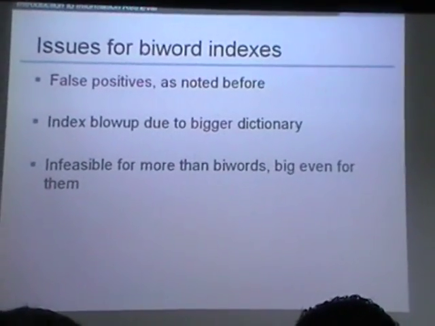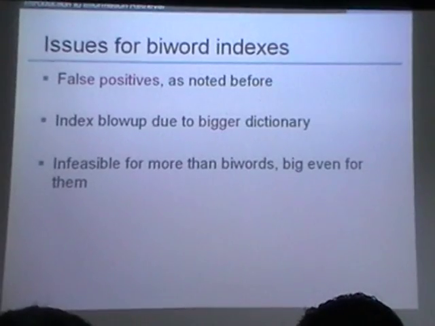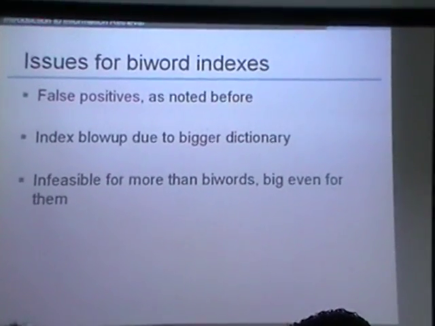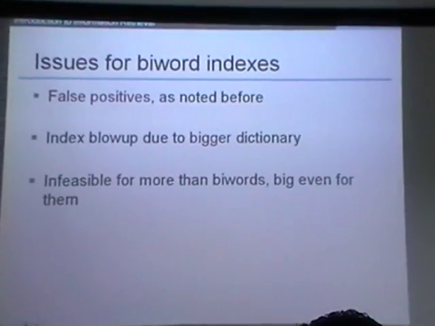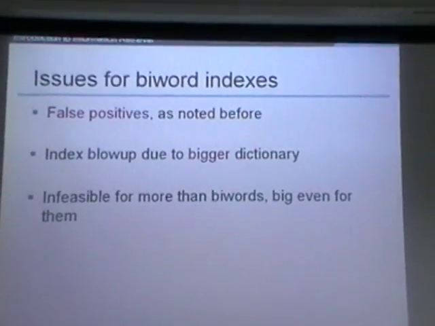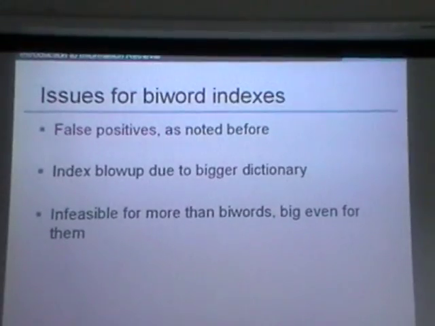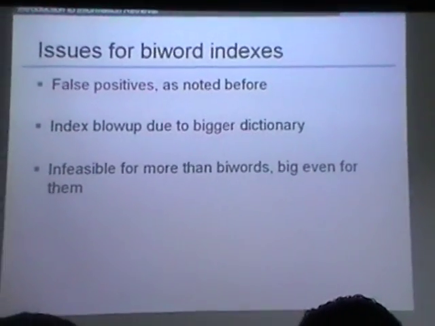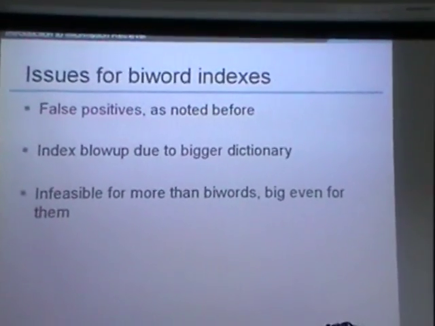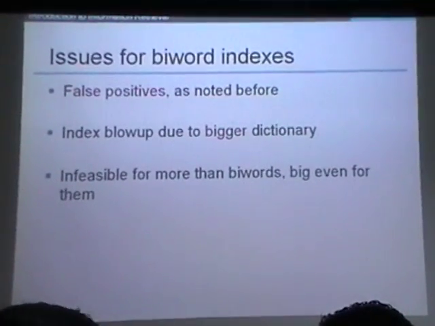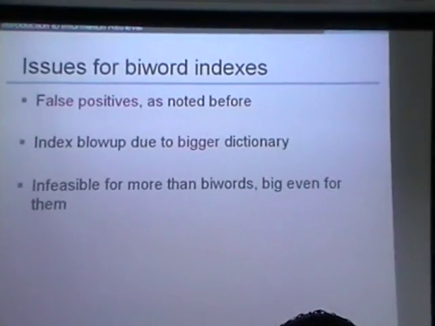These are the problems with biword indexes: false positives. We also have the index blowing up in size. The index size will be very huge, and it's infeasible for more than biwords. If we use 3 words or 4 words, it's infeasible.